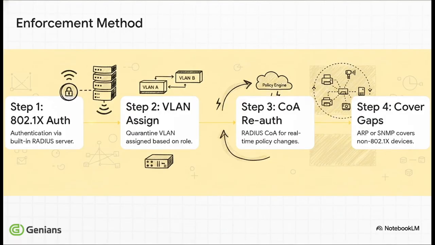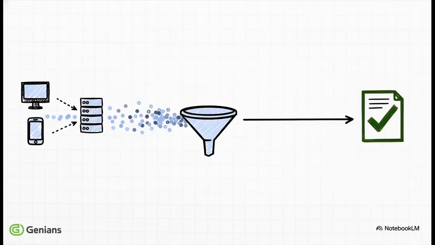Okay, so the enforcement method is built to meet those requirements exactly. It's a sequence. It starts with 802.1x authentication. Depending on that result, the device gets assigned to a specific VLAN. For any real-time policy changes, something called RADIUS change of authorization is used. And what about devices that don't support 802.1x? They're handled by other methods, all on the same platform. And the outcome of setting it up this way? Every single connection event that auditors care about is collected in real time. This builds a detailed log that's always ready to be exported for any audit request.